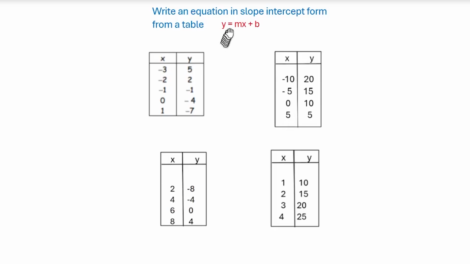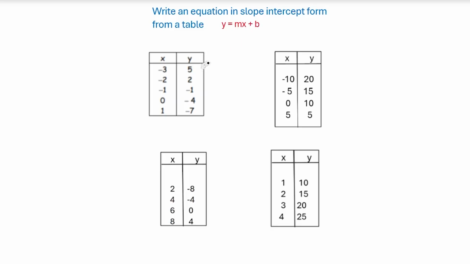We are going to write an equation in slope-intercept form from a table of values. So that would be the table. What we need to do now is write it in slope-intercept form. We're going to get all the information from this table, and the answer should look like this. That is the name of that equation, the slope-intercept form.